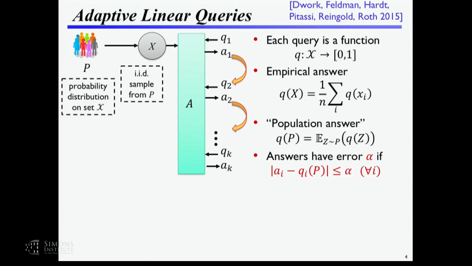We'll say that this algorithm provides answers with error alpha if for every query the answer provided is within alpha of the actual population mean, with high probability. And I'm going to sweep almost all of the high probability stuff into the O tilde notation.